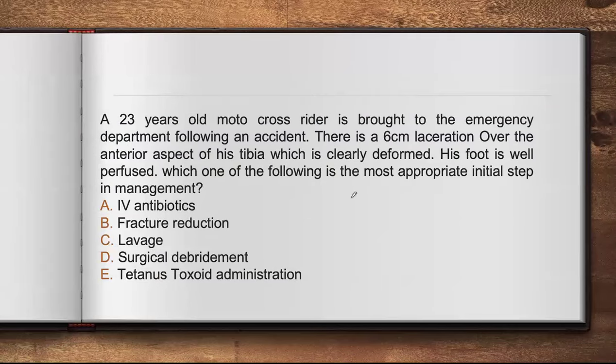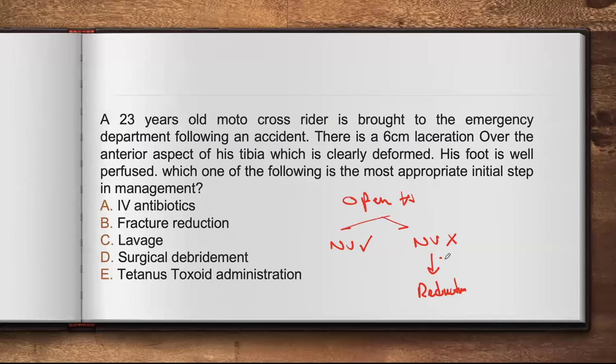So if we get a patient with an open fracture, we first find out whether this patient's neurovascular status is normal or impaired. If it is impaired, the first thing we do is reduction. Now remember, before doing anything, the first thing is analgesics. So give them painkillers. If painkiller is an option, definitely that is the first thing we will do in a patient with pain.